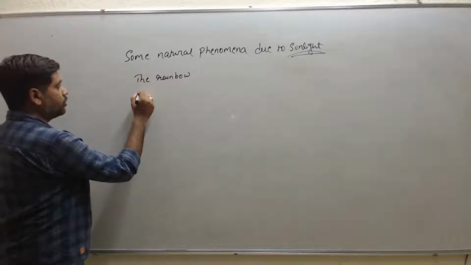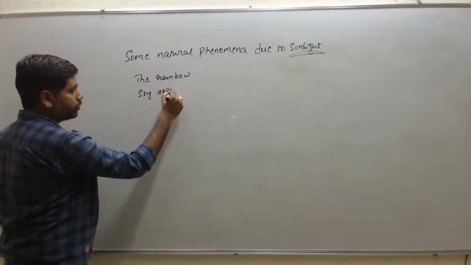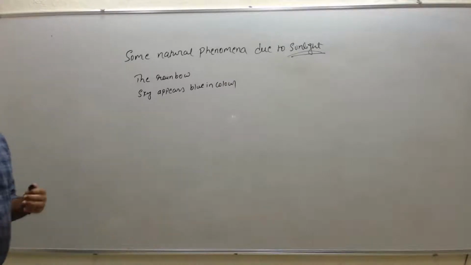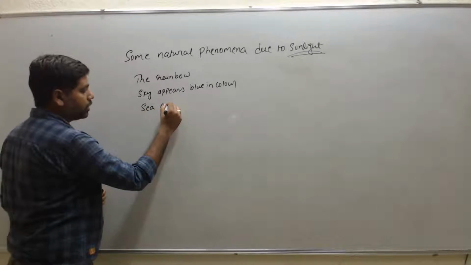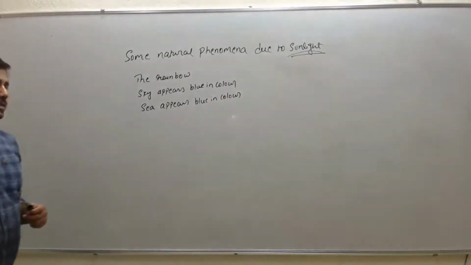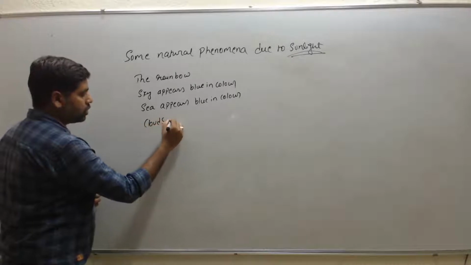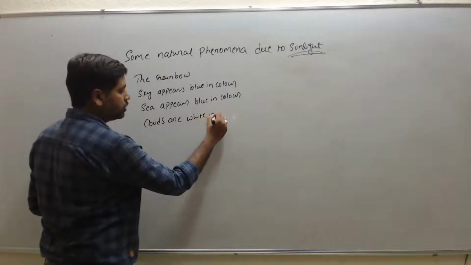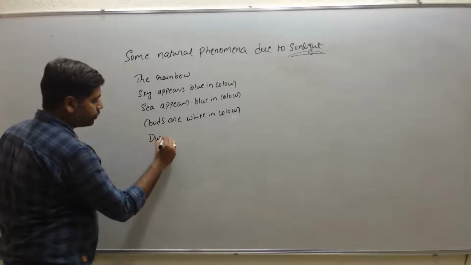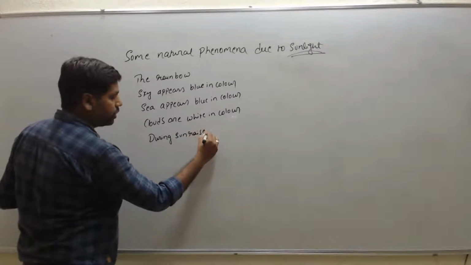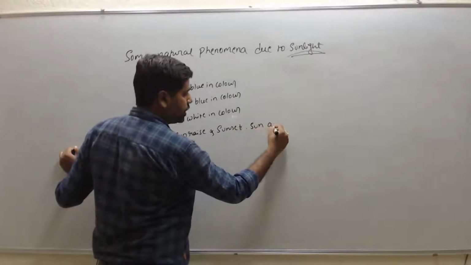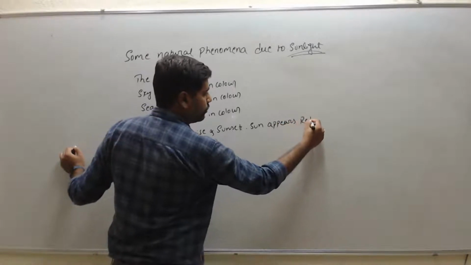Next we will study why the sky appears blue in color, and also why the sea appears blue in color. And next, why clouds are white in color. And the last one is, during sunrise and sunset, why the sun appears red in color.